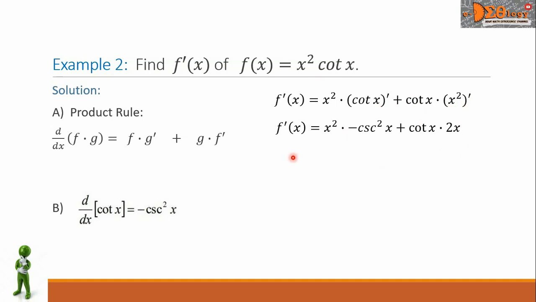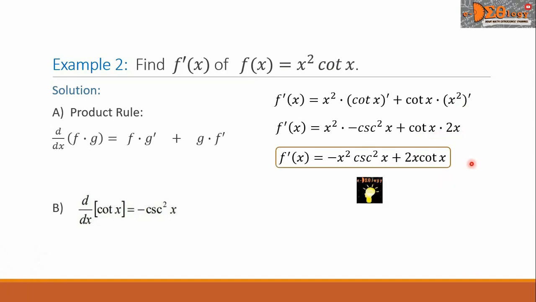Now let us simplify the corresponding products. So we write f prime of x equals negative x squared cosecant square x plus 2x cotangent x. Take note that the x here is a polynomial function, while the x in here is the angle of the cotangent, so we cannot put them together. This is our final answer.